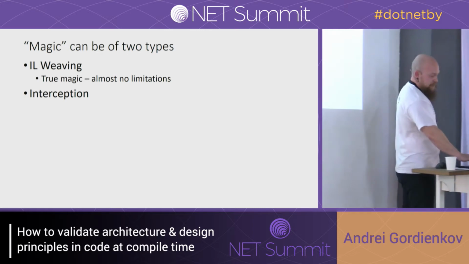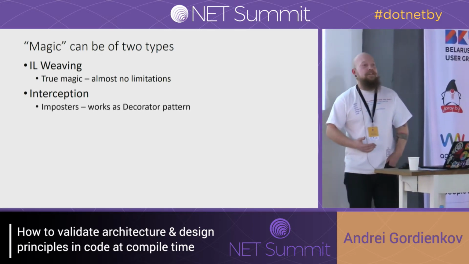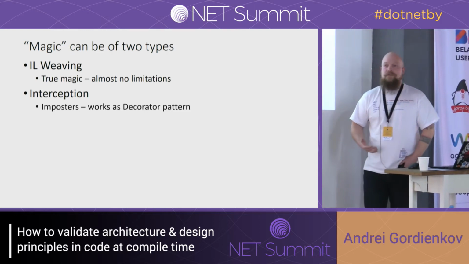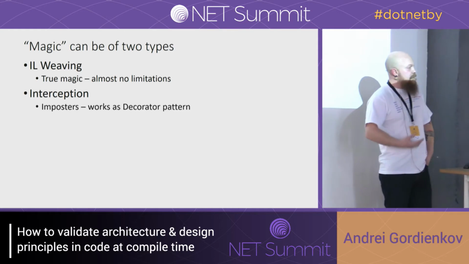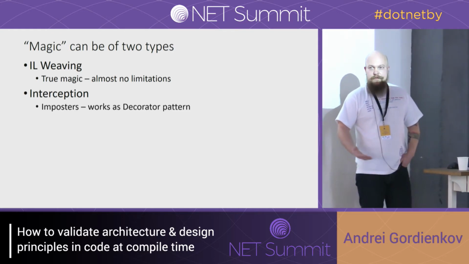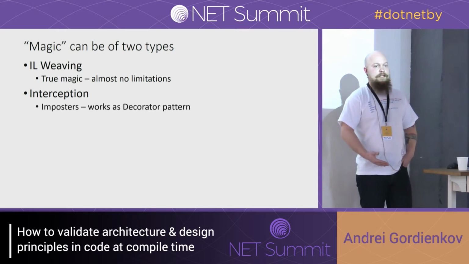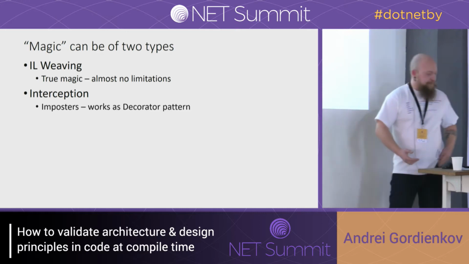And interceptors are mostly like imposters, and they work as decorators. So you could write it on your own quite easily, right? And it's very limited, so you could instrument only public methods, and that's all. So no private, no static, no events, no properties.